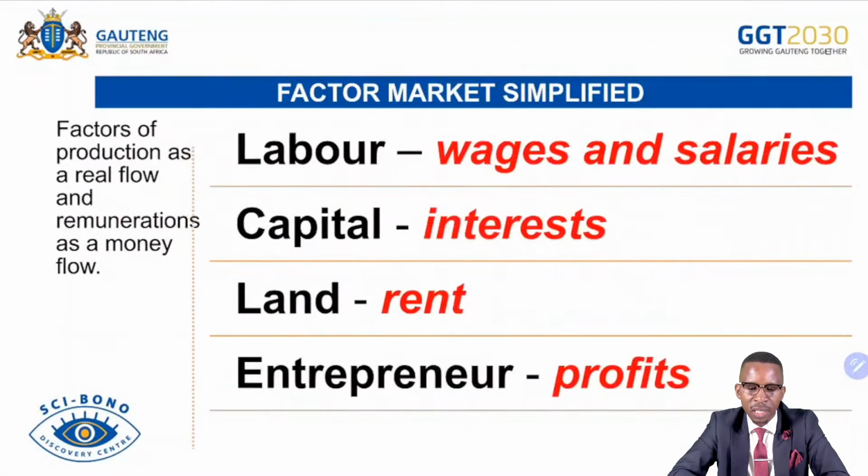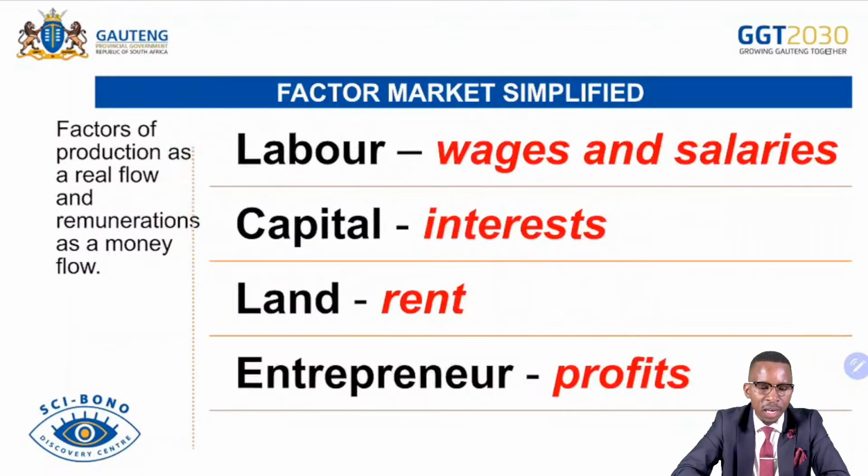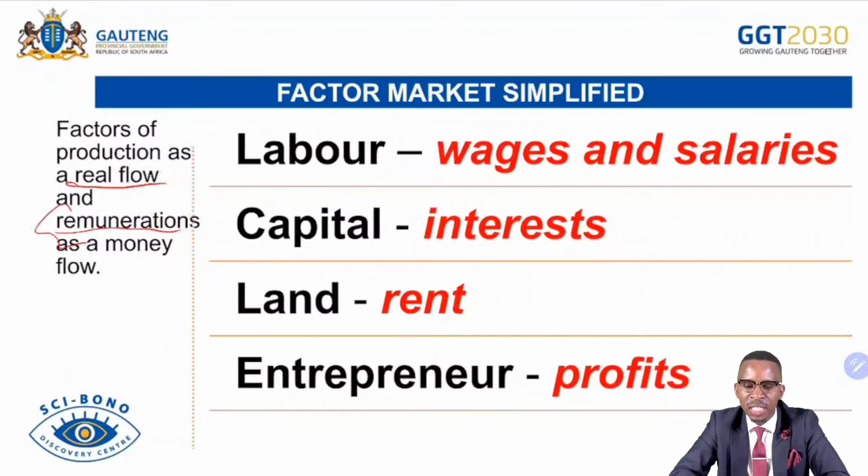And then we have the factor market simplified. We have factors of production. We have the real flow and the money flow in there. Remember, whenever they are flowing from households to other participants, they are part of the real flow. Whenever they are paid for, they are part of the money flow. So we have labor for wages and salaries, capital that earns interest, land or natural resources that receive rent, and then we have entrepreneurship that earns the profit.